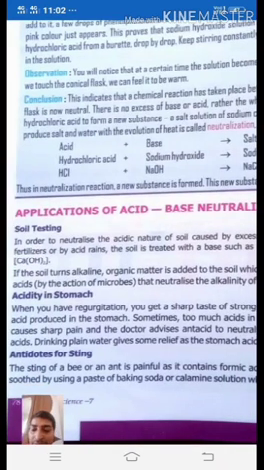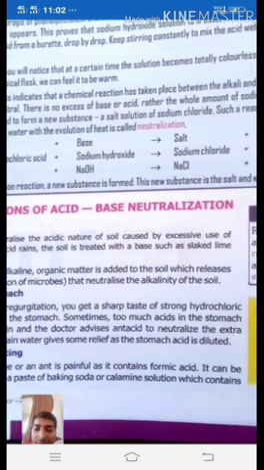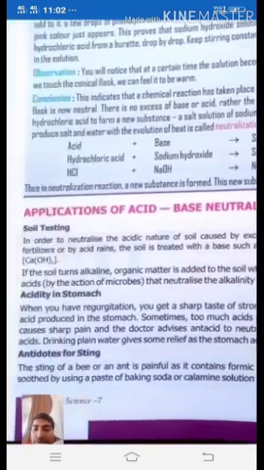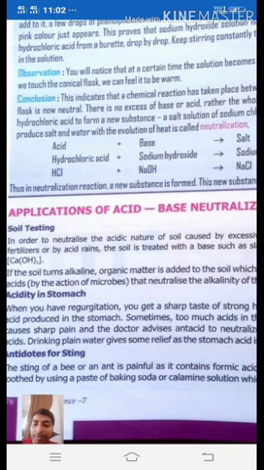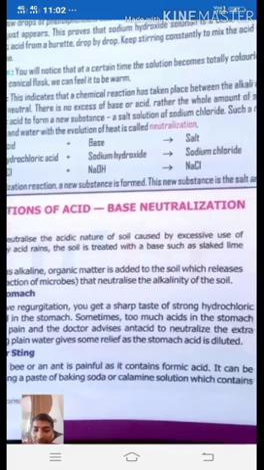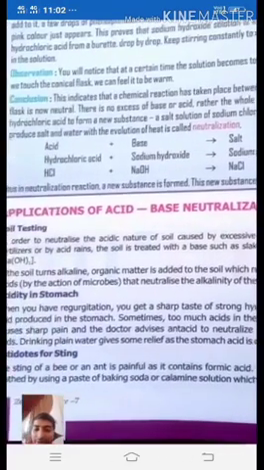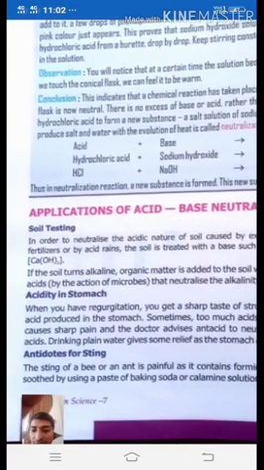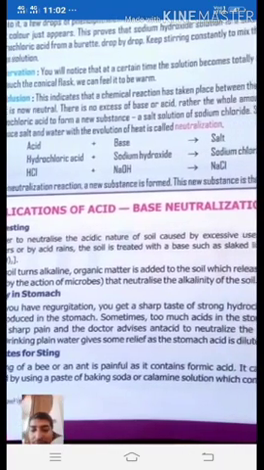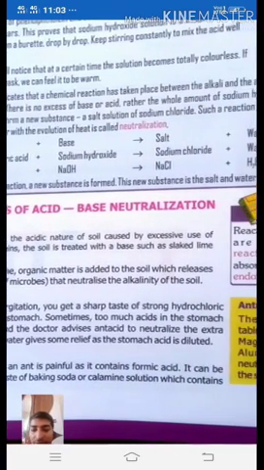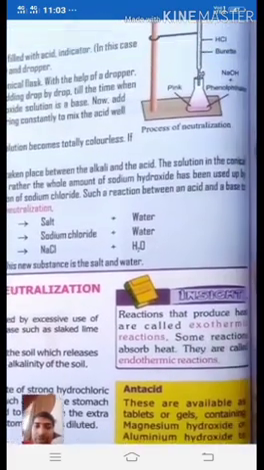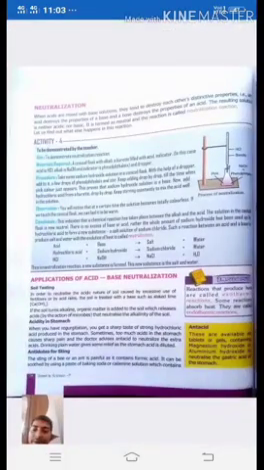Antidotes of stings. The sting of a bee or ant is painful as it contains formic acid. What happens when a bee stings you? Sharp pain is produced, right? So how can we treat it? It can be soothed by using a paste of baking soda or calamine solution. Why? Because they contain a base, and the sting of a bee contains formic acid, so the acid must be neutralized with the base, right?